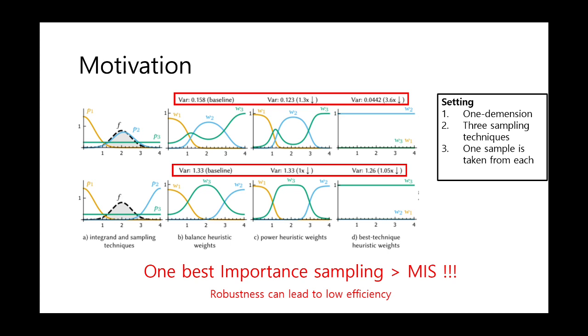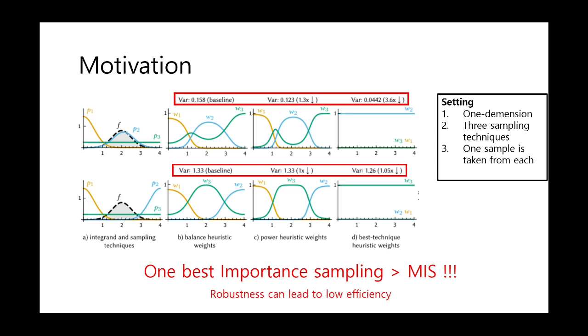The second, third, and fourth columns show each weighting function and show the variance at the top of the graph. The best technique heuristic weights in the first column means using only the best sampling technique with the lowest variance. I will call this one-best importance sampling. The difference between the first row and second row is only p2. In the first row, p2 closely matches f. On the other hand, in the second row, it is very different. As can be seen from the graph, one-best importance sampling has the lowest variance, and it is better than MIS.